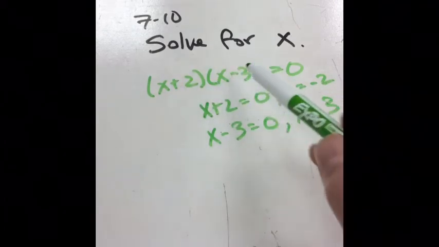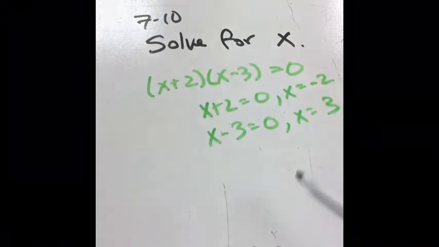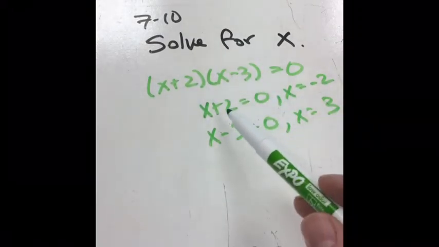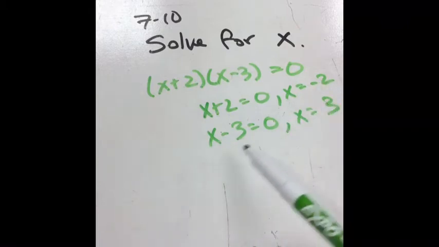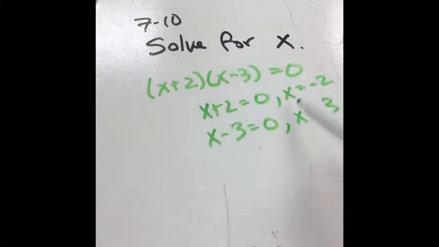Again, we call these factors, or we call these the numbers that will make the polynomial go to 0. When we're actually solving for x, what we're saying is that x equals negative 2, or x could equal 3 for this polynomial. We need to remember this idea.